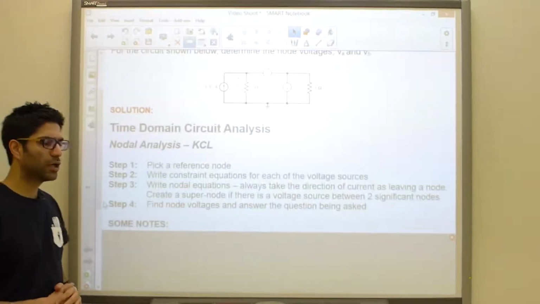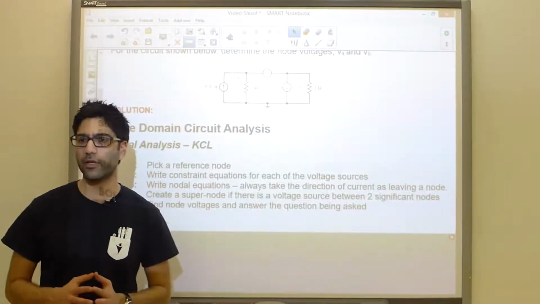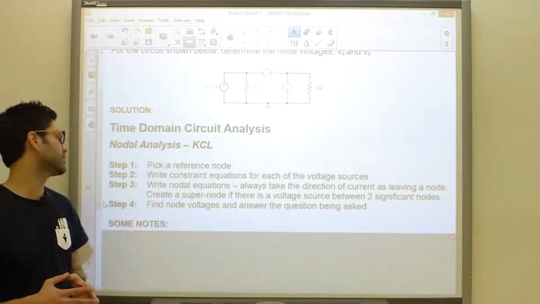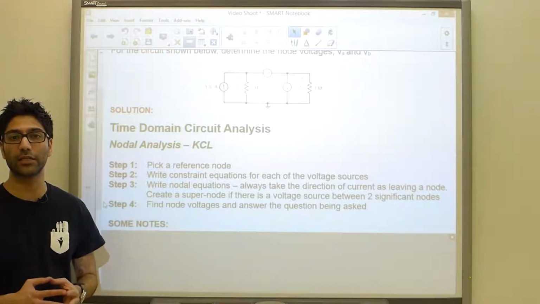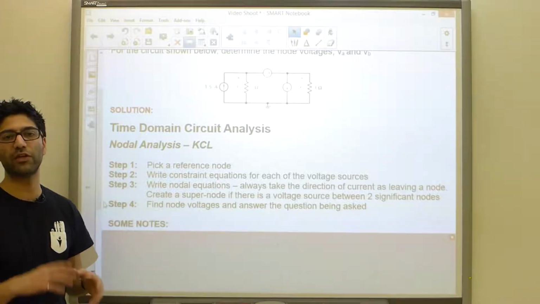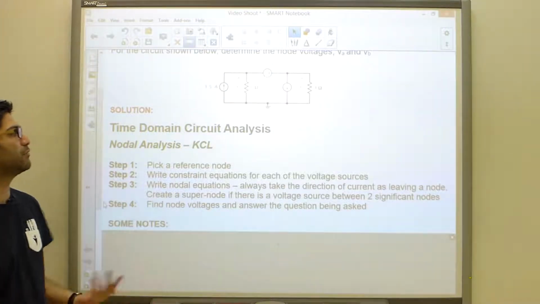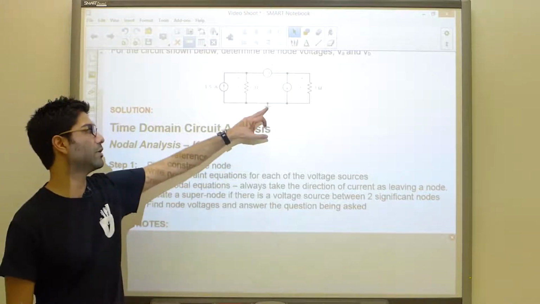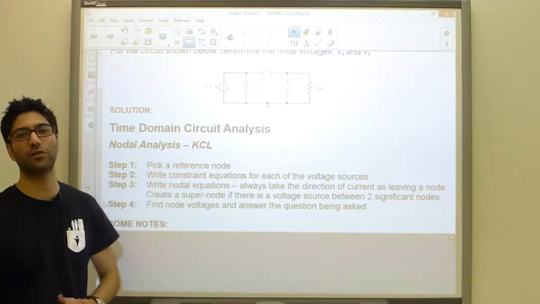When it comes to KCL, guys, remember the steps that we've gone over. It's a quick 4-step process. The very first step is to pick a ground somewhere if it is not given to you. That step is done for us over here. We have ground right there given to us as a reference node.